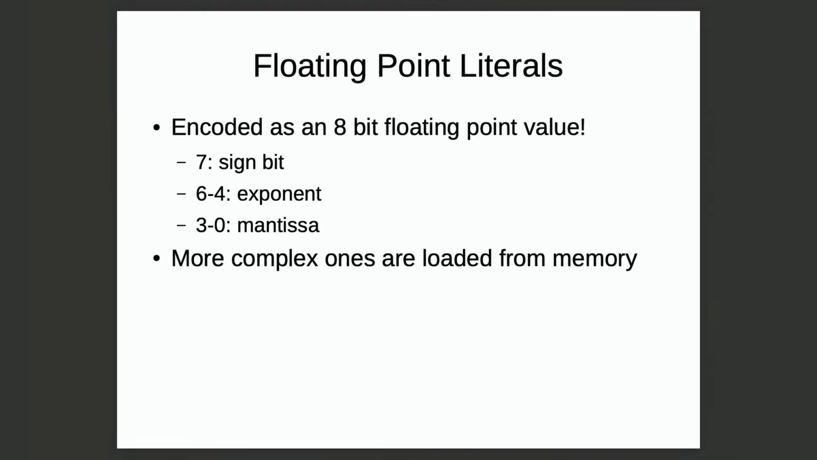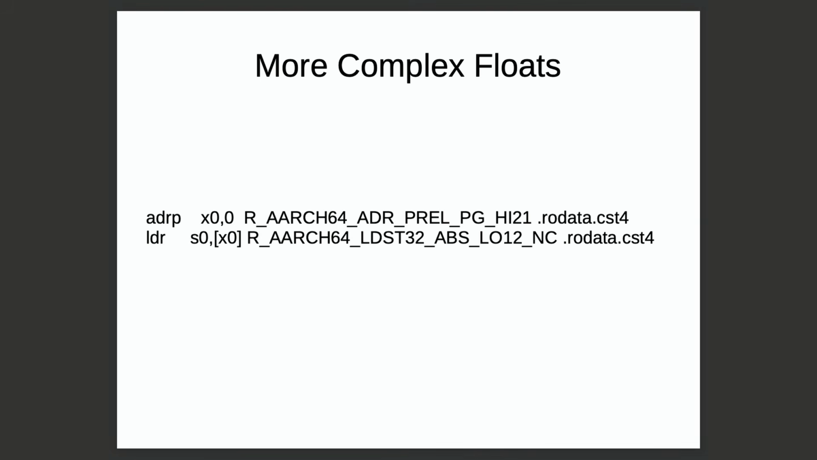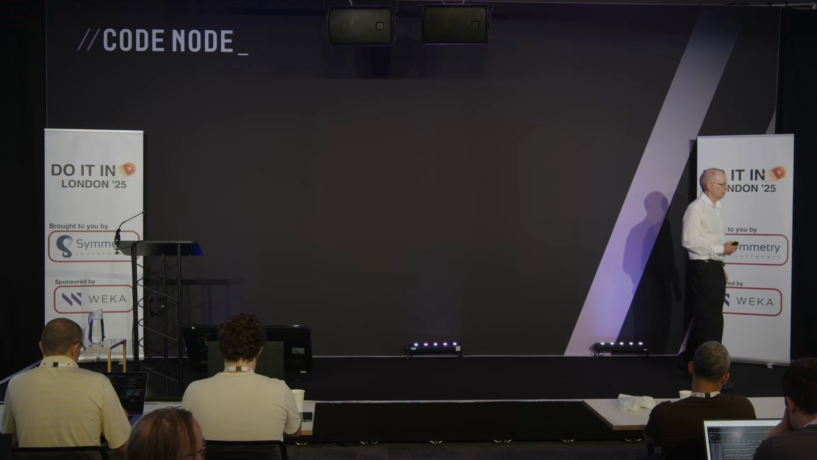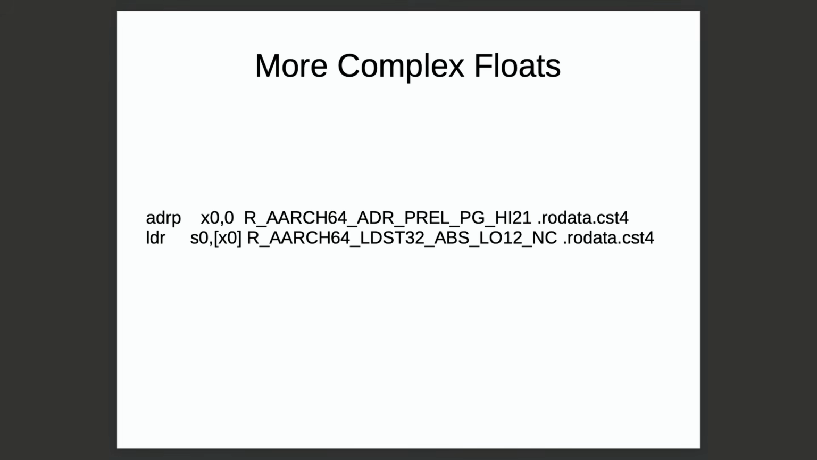But if you want more complicated ones, the only way to get them in is to load them from memory. That requires 2 instructions. The first one loads part of the address into the register, and the second instruction loads indirectly through the first address and adds another constant in. Those AArch64 things are called fix-ups, and they are replaced by the actual location of the floating point constant. Doesn't that just make you happy seeing that?